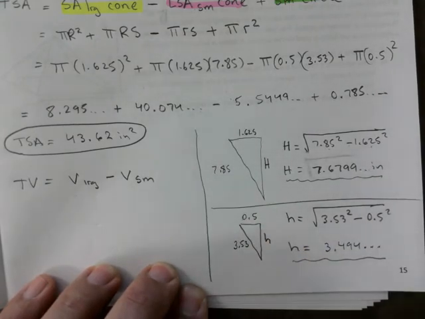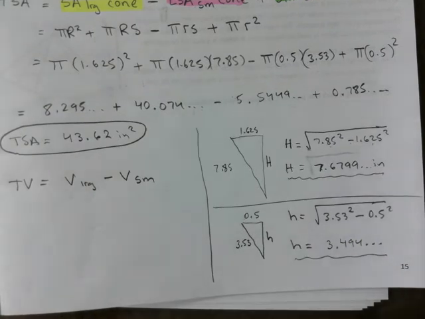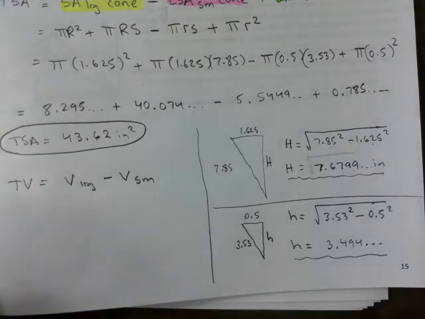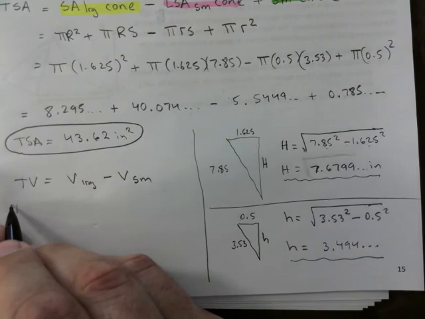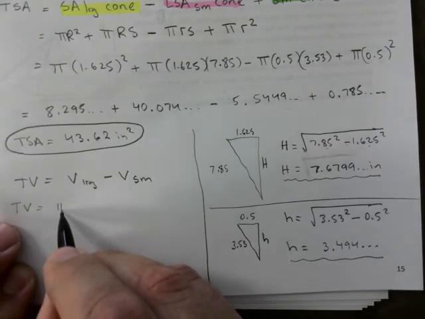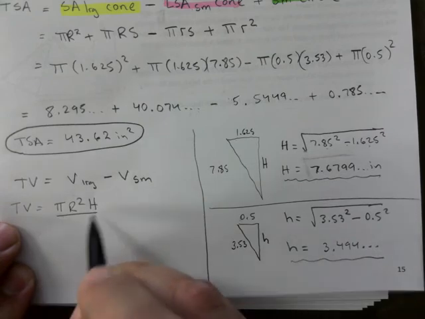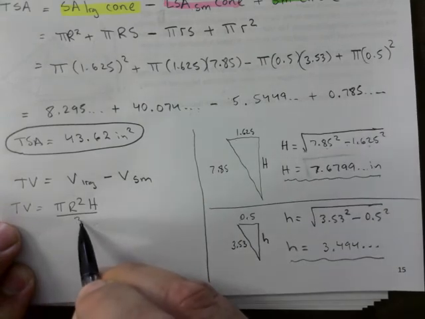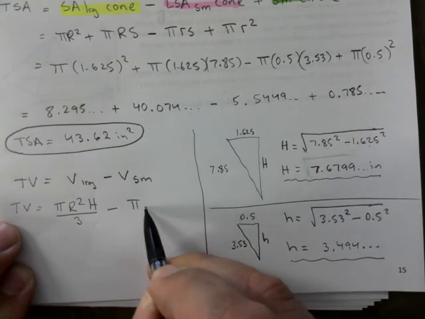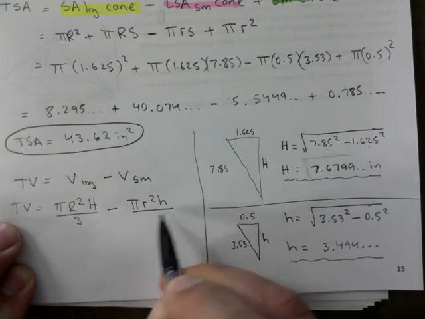But this is an aside, right? Will all the examples on a test be this long? Probably not. It's going to be either surface area or volume. But in the notes, I give you the full picture. So total volume is pi r squared times capital H divided by 3 minus pi r squared lowercase h divided by 3.